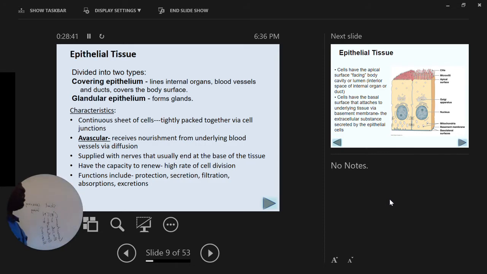And what's their function? From the fact that they are covering your body, what are they doing? Protection. Your skin protects your body, right? The fact that they are lining, they are found in some organs where they form glands, they secrete, right? They also help with filtration and they help with absorption. They have those coverings and they are able to absorb, and they also help with excretion. So don't forget that.